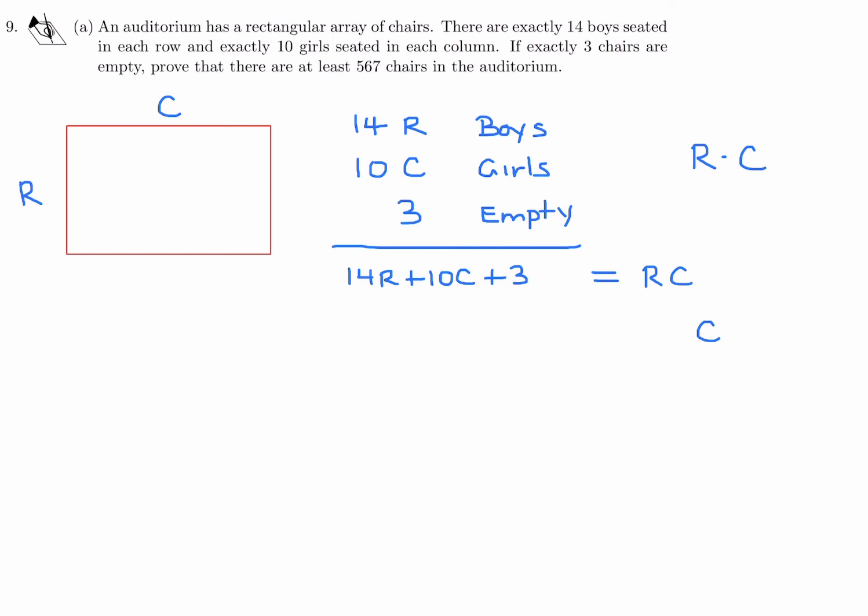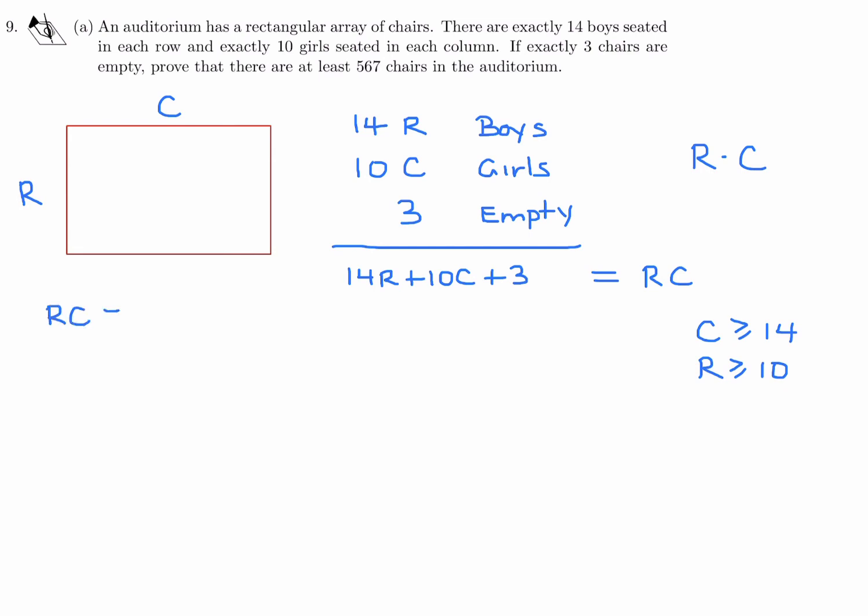So in each row there has to be at least 14 of these boys. So C must be at least 14. So C's got to be greater than or equal to 14. By similar logic, in each column there's 10 girls. So that means R has to be at least 10. So R has to be greater than or equal to 10. Okay, so we have to come up with solutions to this that involve integers for R and C with these parameters in mind. So here we go.